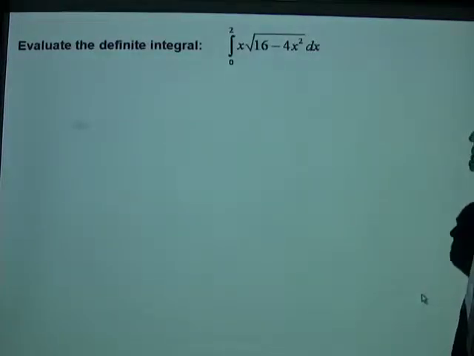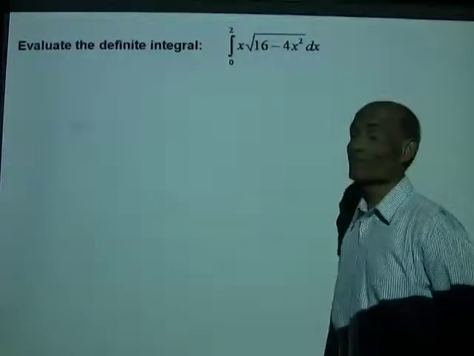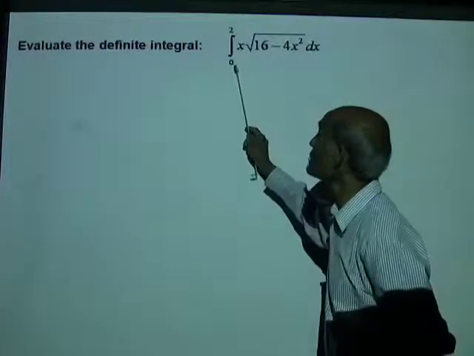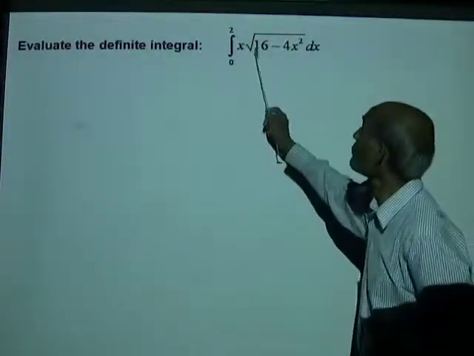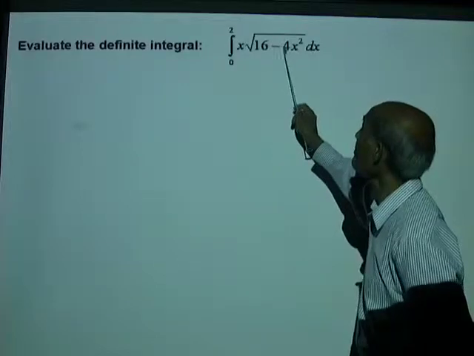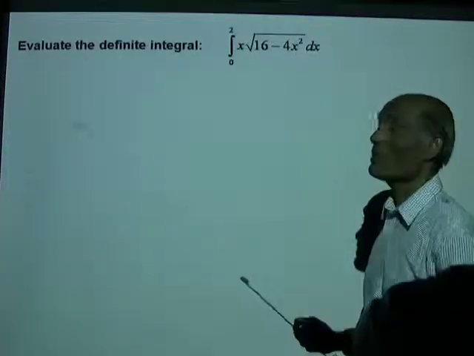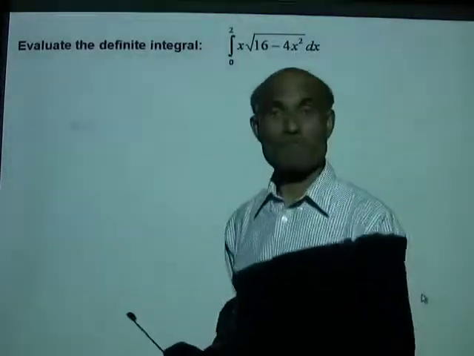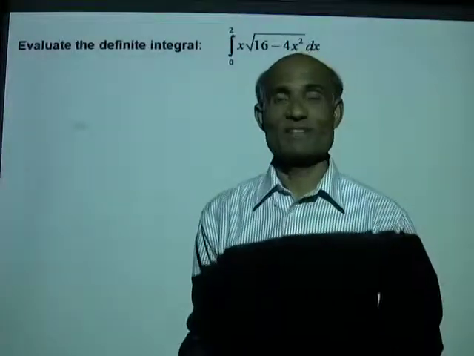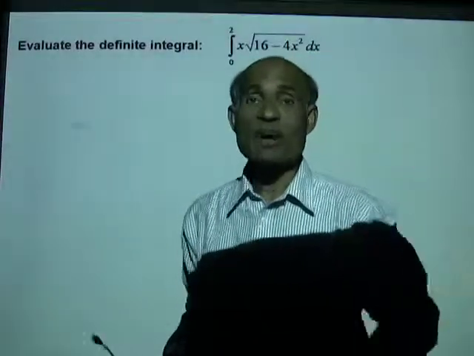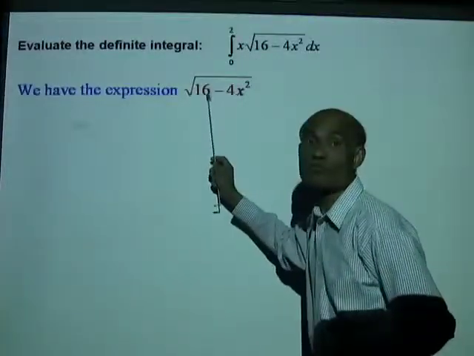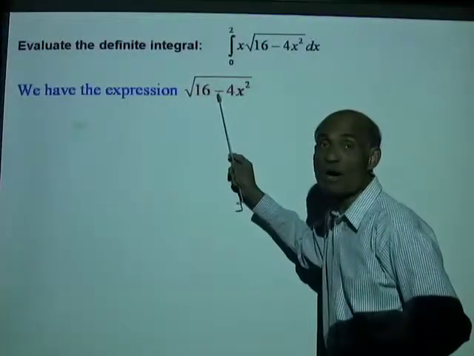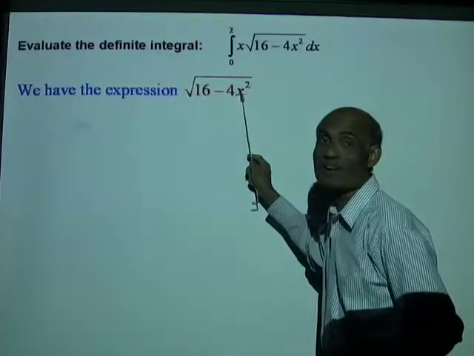Alright, let's try another one. Evaluate the integral from 0 to 2. We have a definite integral here: x times the square root of 16 minus 4x squared dx. What form is this? Of the 3 forms we started with, this is of the form a squared minus u squared, isn't it?